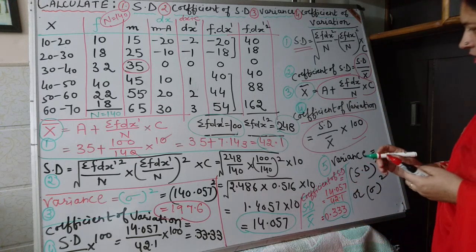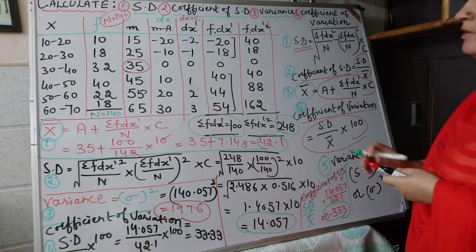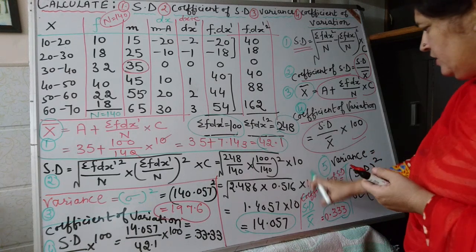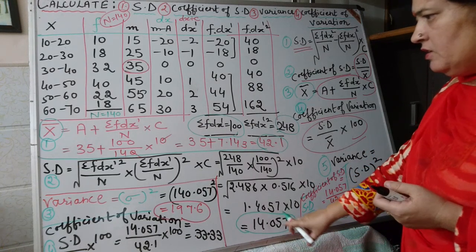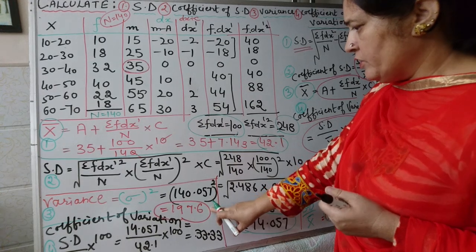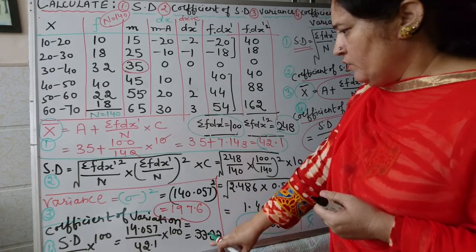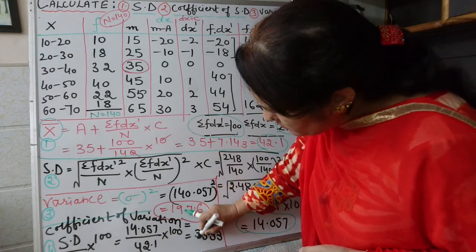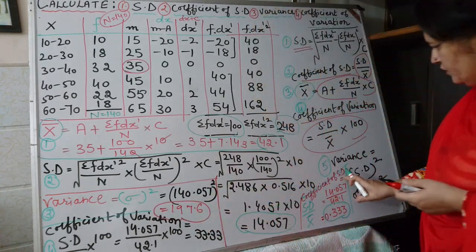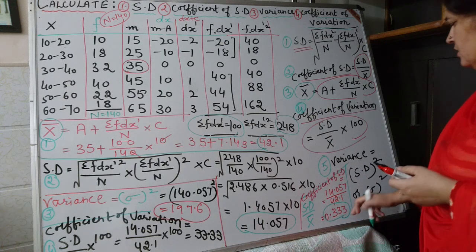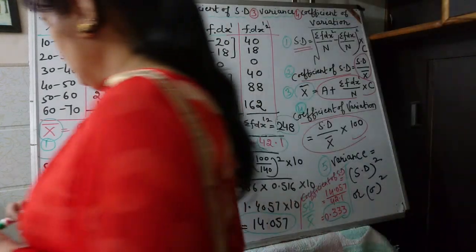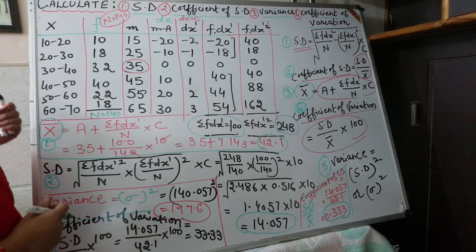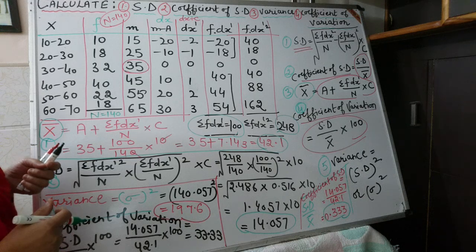So we have calculated 5 formulae. Number 1 arithmetic mean, the answer is 42.1. Then standard deviation, the answer is 14.057. Variance, the answer is 197.6. Coefficient of variation is equal to 33.33. And coefficient of standard deviation is 0.333. So in this way, we can calculate the coefficient of variation. We have already calculated standard deviation and coefficient of standard deviation.